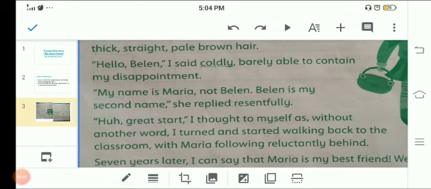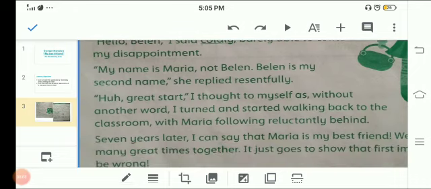Okay, look at the next line, students. "Hello, Balan," I said coldly. Coldly means like you are saying something in a very unfriendly way, or heartlessly. Now the narrator is talking to the new girl, and she said to her, "Hello, Balan," I said coldly, barely able to contain my disappointment. Actually, the narrator was so disappointed to see the girl that she said it coldly. She did not have any feelings in her heart, and she heartlessly said, "Hello, Balan," and she was disappointed at that time to see that girl. As you know, she was disappointed because the girl was not like she had imagined.